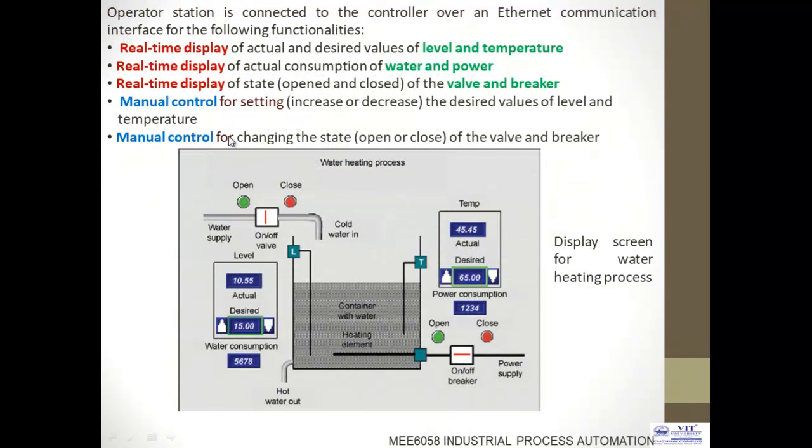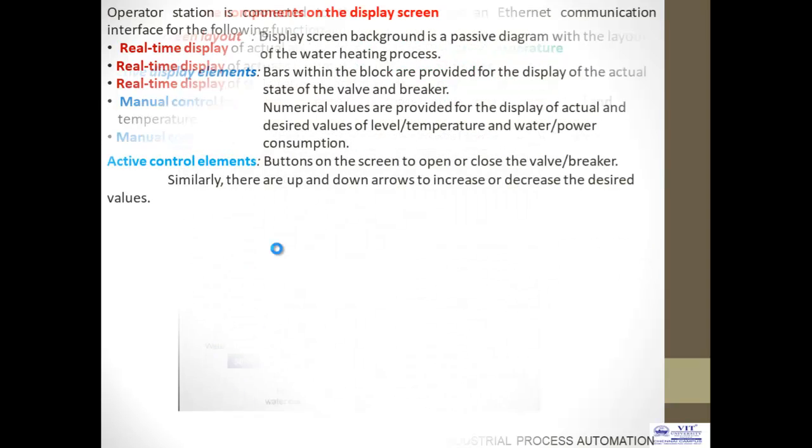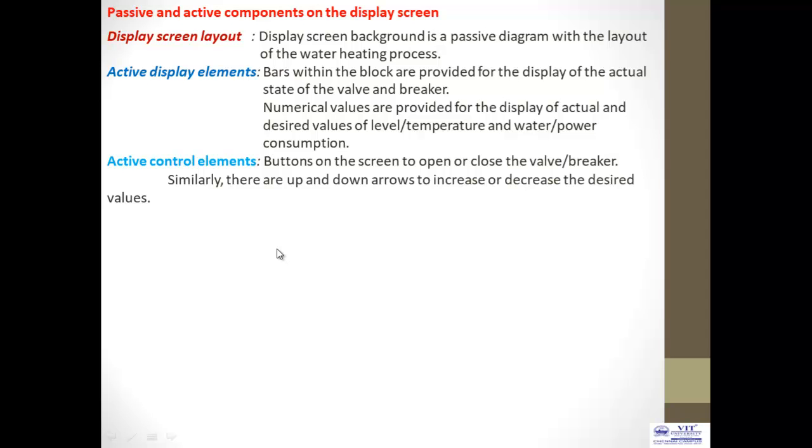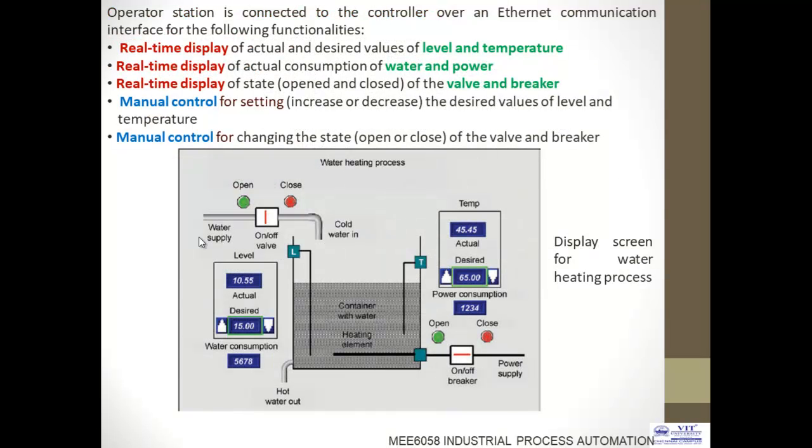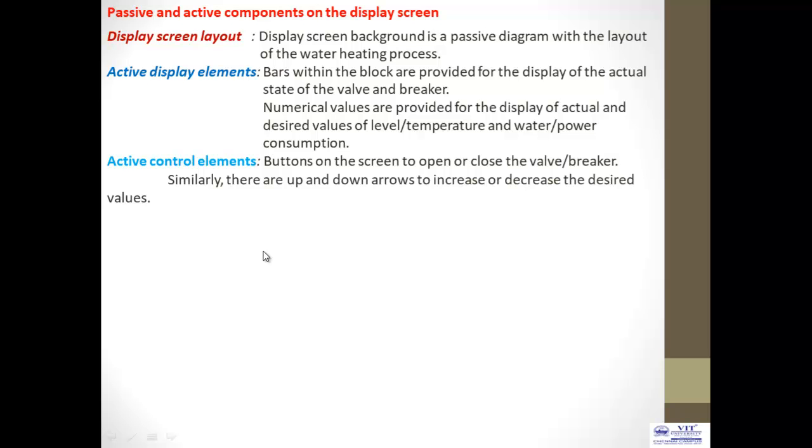Coming to active display elements, each and every block is a display element. In that block, we have two of these blocks. Each block is designed to activate the process. That's called the active display elements. In parallel, active control elements means we have the controllers, which turn on or off depending upon the signal we get from the valve to the display box. That is called active control elements.